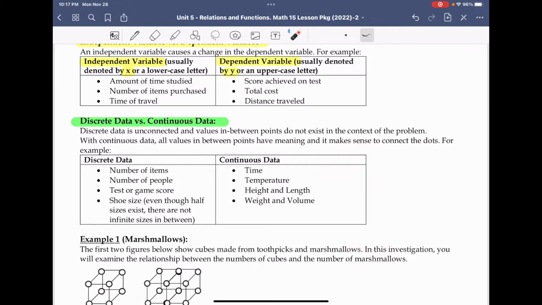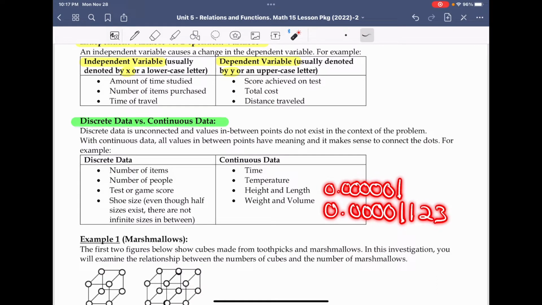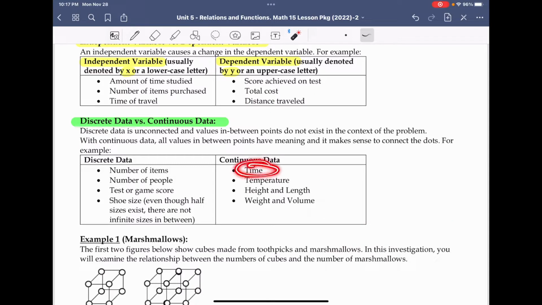I could break the 0 seconds into 0.0000001 seconds, and then I could go 0.0000001 second, and I could just keep making this number have any given digits I want, infinitesimally breaking this value apart. Continuous data is going to be on and on with no break.